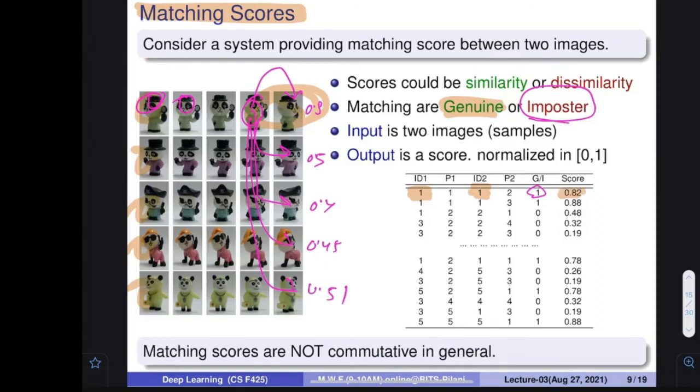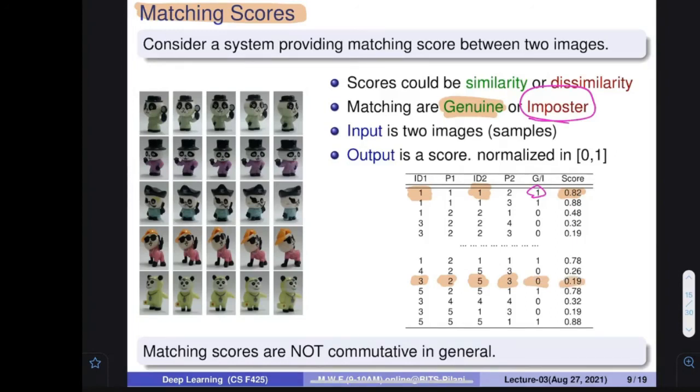Score could be anything. So concentrate on this: the third person's second image is matched with the fifth person's third image. This and this are going to be matched. It is an imposter match because they are different persons. It is an imposter, and this is what the score is.